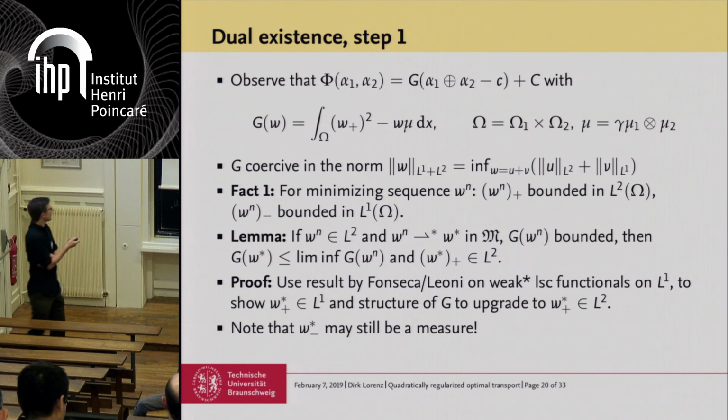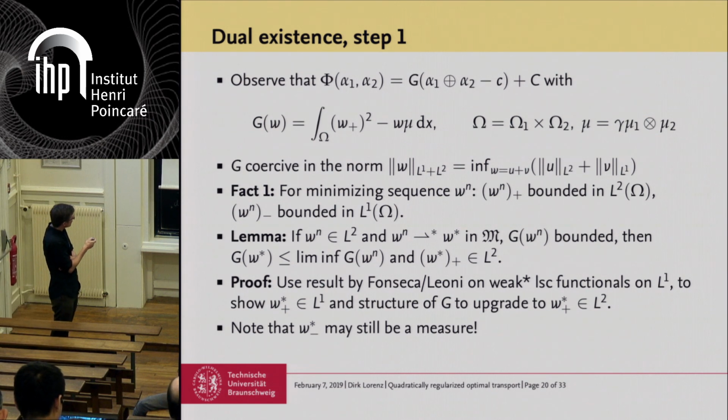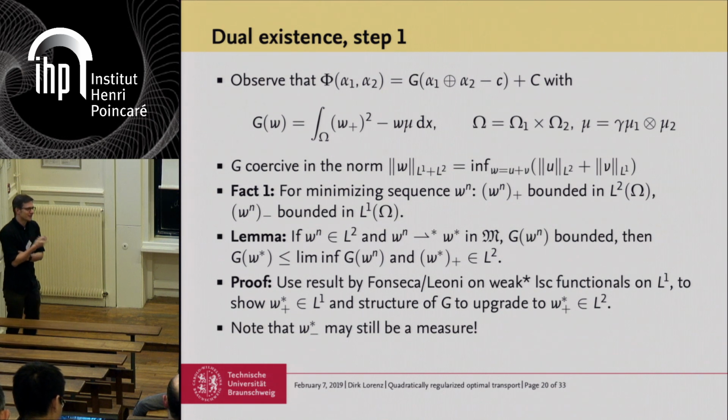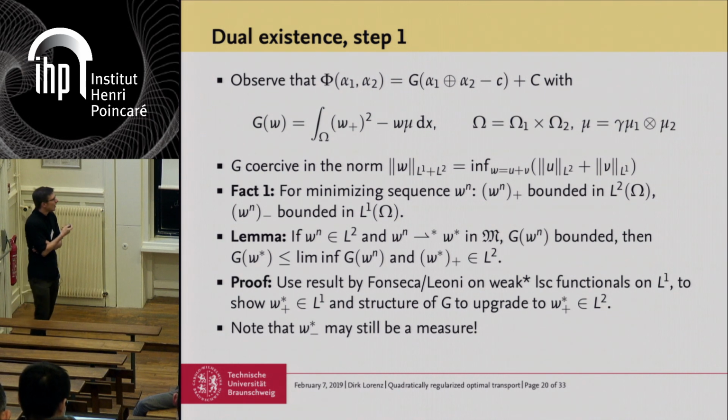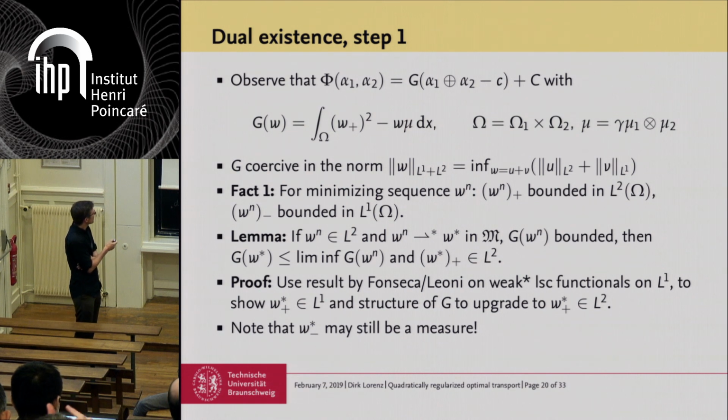But then there's the problem that this W, the optimal function, the negative part may still be a measure. So now we have an existence of a minimizer such that the positive part is an L2 function, but the negative part may be a measure. Okay, let's talk about this. How do we get rid of this measure part, the negative part?